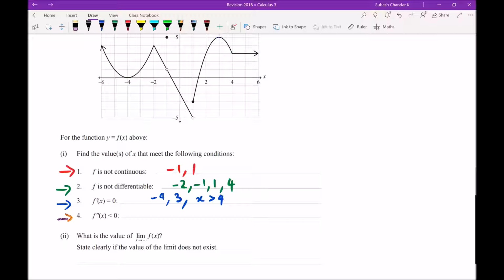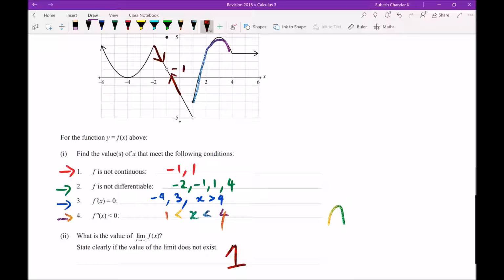We are looking for where f''(x) is less than 0, which means the shape is going to be concave down. Where is that going to be, guys? Between 1 and 4, because that's my shape right there, that's concave down. Finally, what's the value of the limit as x tends to -1? Right there, so that's going to be 1, because that's at 1.